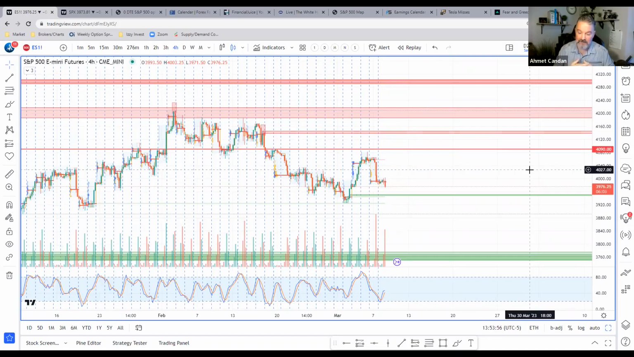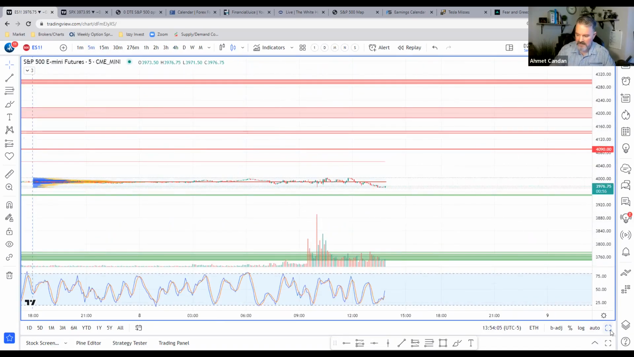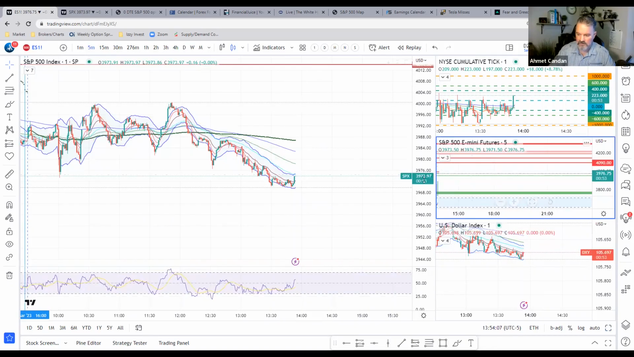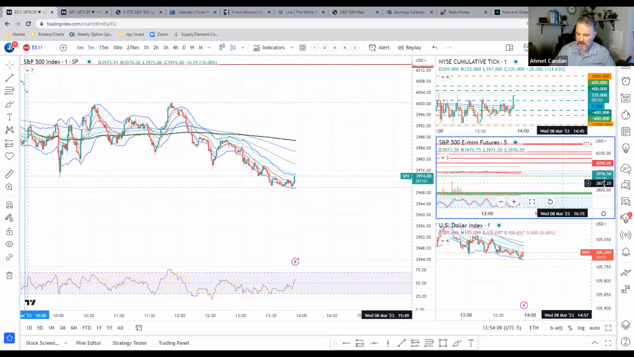You've noted several times, I'm very big on support and resistance, just because I know how much the SPX loves to respect support and resistance. It just really does.